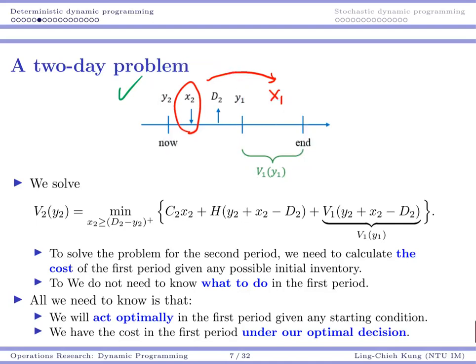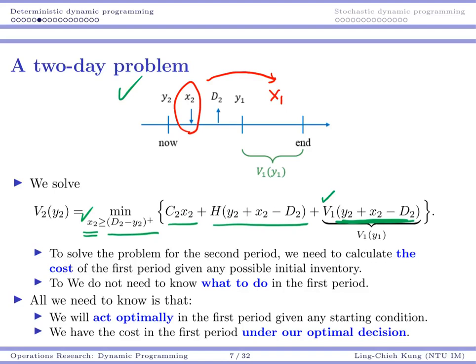And how may we formulate that connection? Let's take a look. I'm going to choose x2. And again, there's nothing I may use to fulfill today's demand, so x2 must be large enough. It's going to be d2 minus y2 plus something as the minimum quantity. Given x2 must be that amount, I have this one as the production cost for today, this one as my ending inventory cost for today, and whatever amount I have for tomorrow is going to generate some cost, V1.